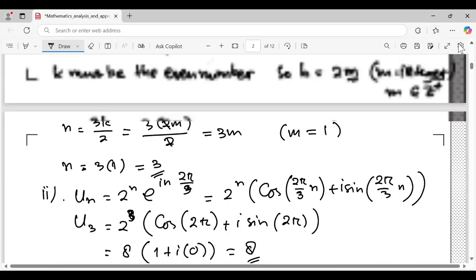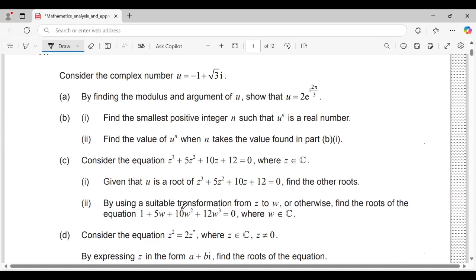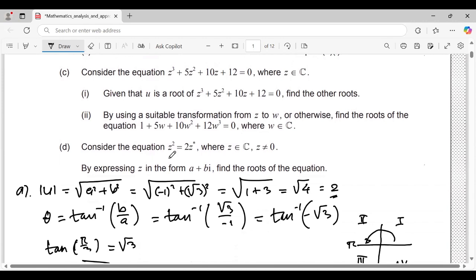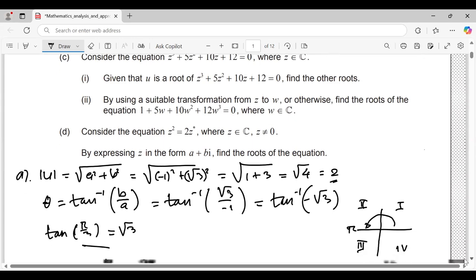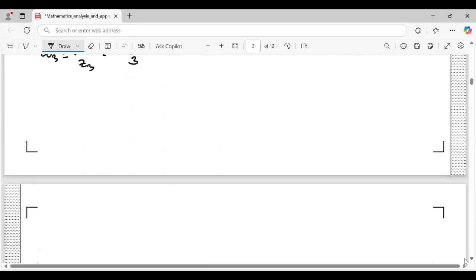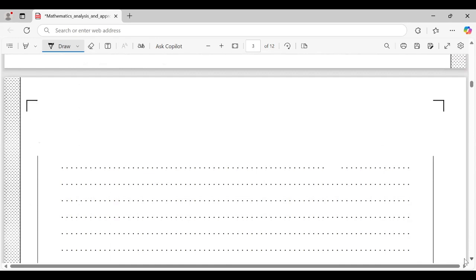Next question. Consider the equation z squared equals 2 times the conjugate of z, this is the symbol, where z is an element of the complex numbers, z not equal 0. By expressing z in the form a plus bi, find the roots of the equation.